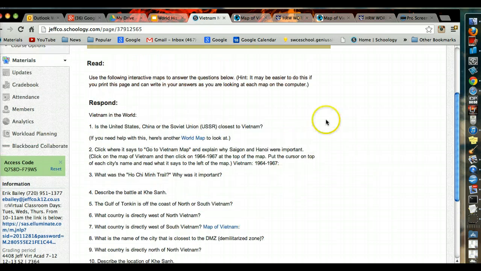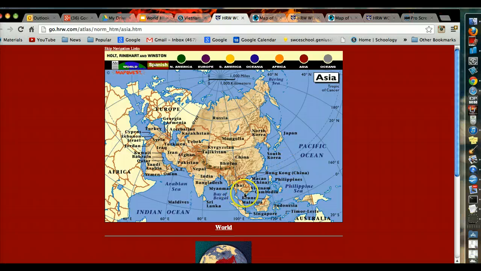Okay, so let's go over some of these. Is the United States, China, or Soviet Union closest to Vietnam? If you look at the world map, you can answer that question. On a world map, Vietnam is right down here. It's south of China. Russia would be where the Soviet Union is today. Russia used to be a state within the Soviet Union. So to answer this question, you look at Russia, and Vietnam is just south of China. So the answer would be China.